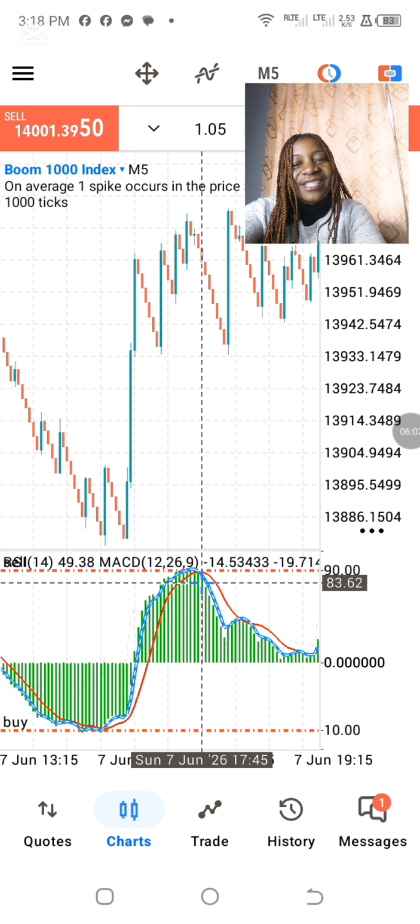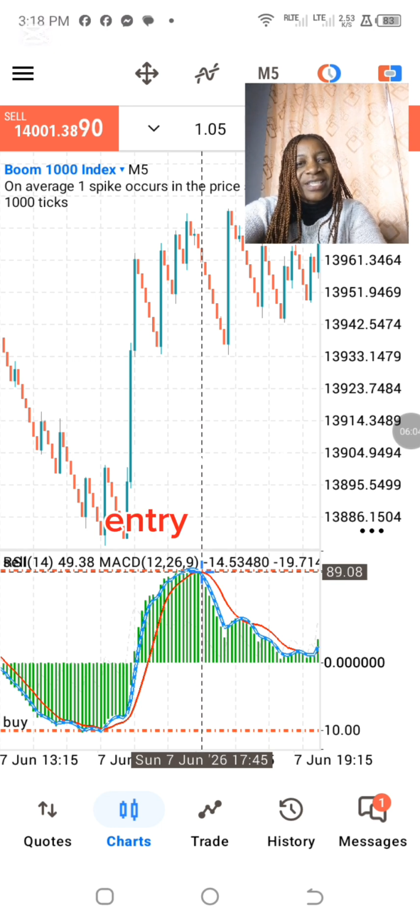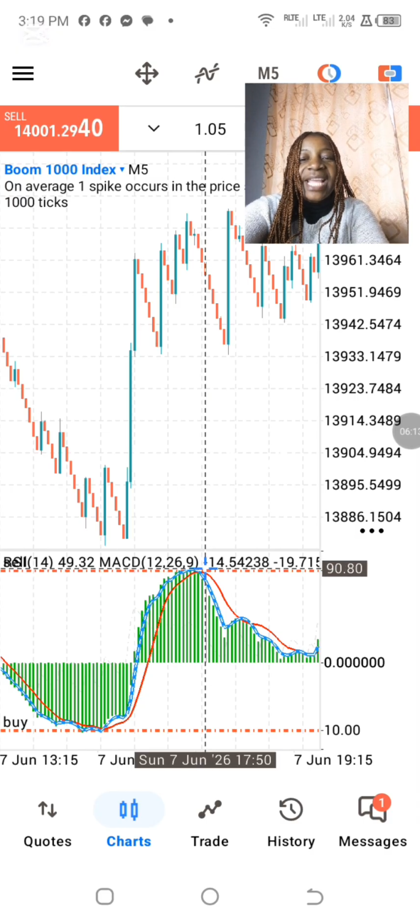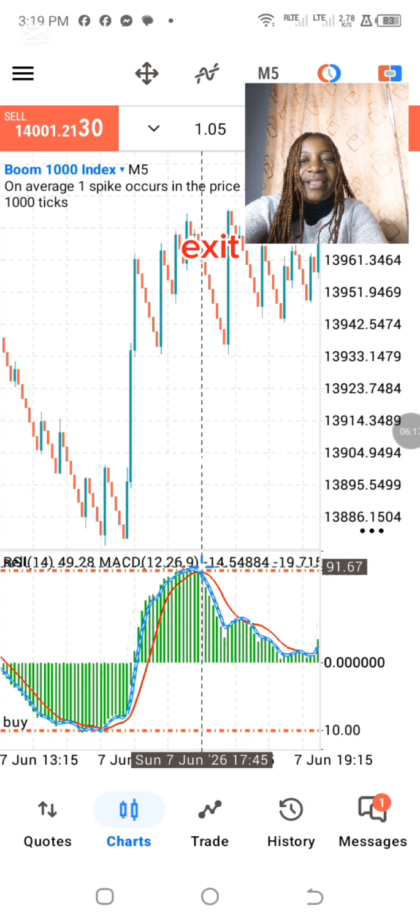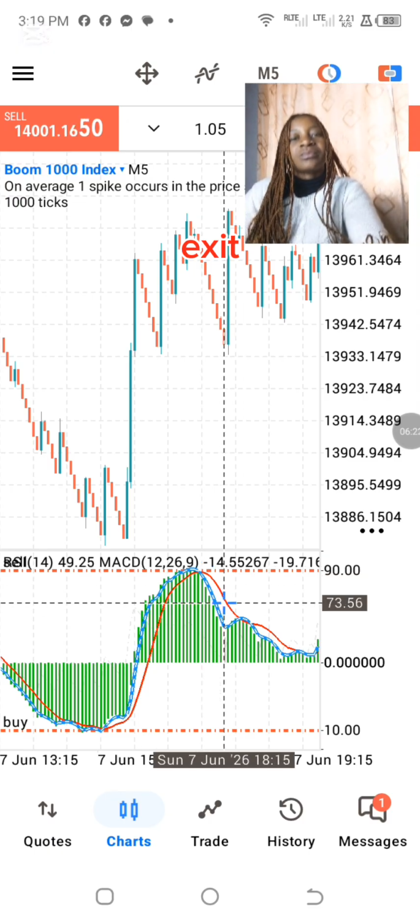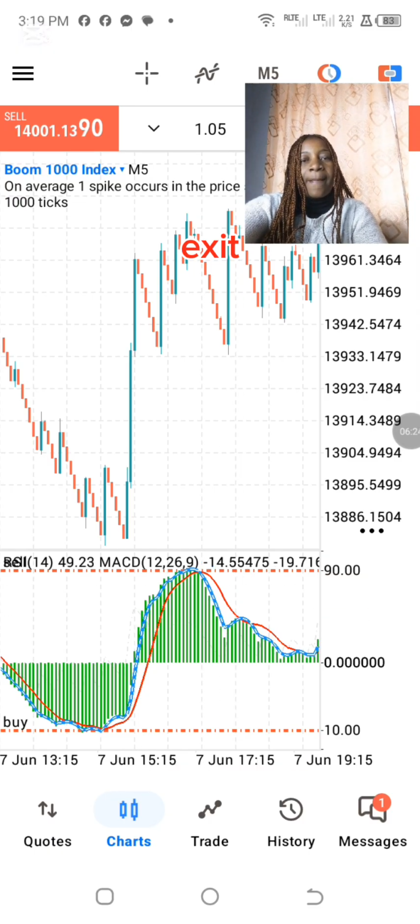Look how massive it is. You are going to be in massive profit. This is boom 1000. You are going to catch all these spikes. And this is on M5, meaning this trade was going to run for a while, and you only exit here when the MACD and the moving averages cross each other above. This would become your exit point.